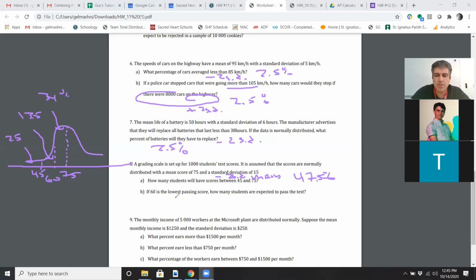If 60 is the lowest pass score, how many students are expected to pass the test? 84% passed. Because 16% was less than 60, because 60 is minus 1 standard deviation. Hopefully you guys are okay there.